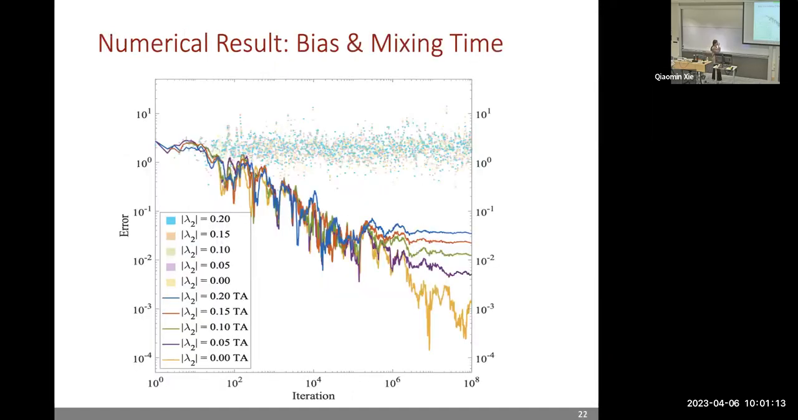Okay, so in these plots, we try to illustrate how the bias depends on the mixing time of the Markov chain. We tested different Markov chains with different mixing times, corresponding to different moduli of the second largest eigenvalue. And you can see, in this direction, the bias will decay with lambda 2. In this direction, lambda 2 becomes smaller. And the yellow curve corresponds to the case where there is no bias at all. That's why you see it's still decaying. And if you further run the iteration, it will continue decaying to a smaller value.